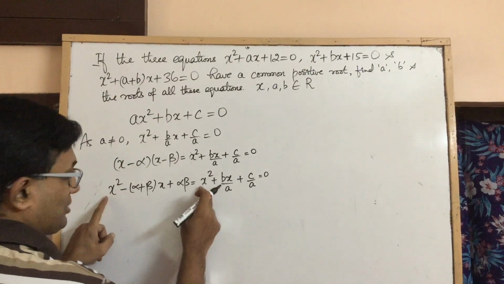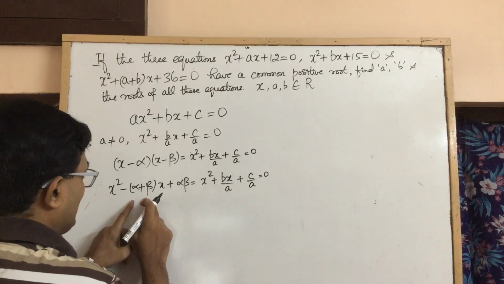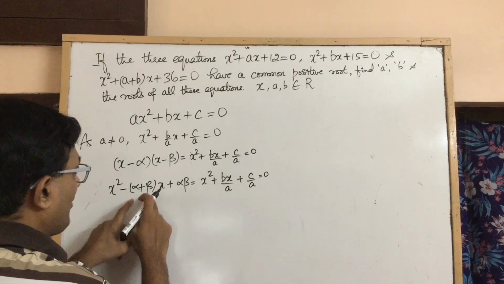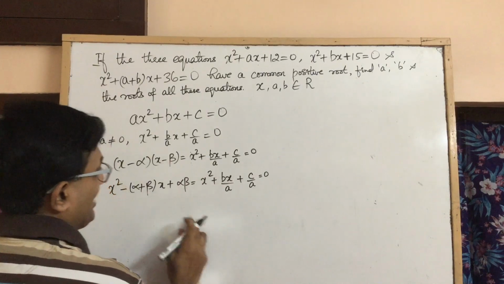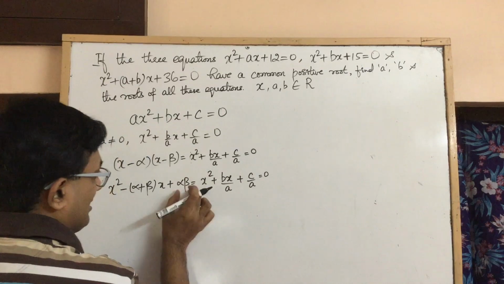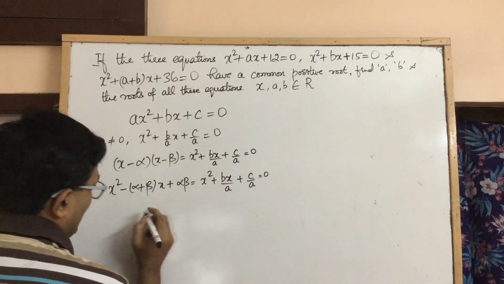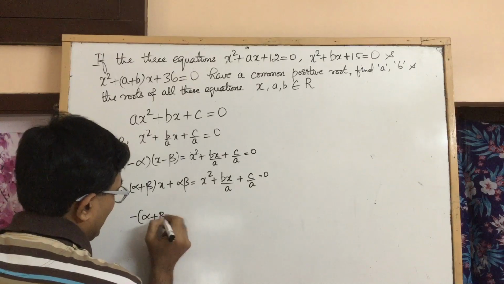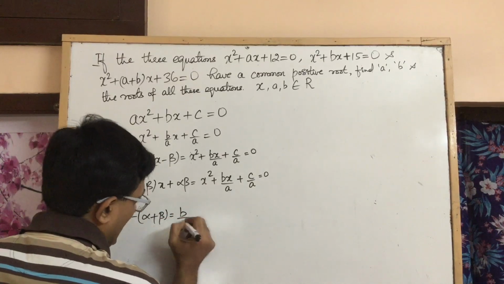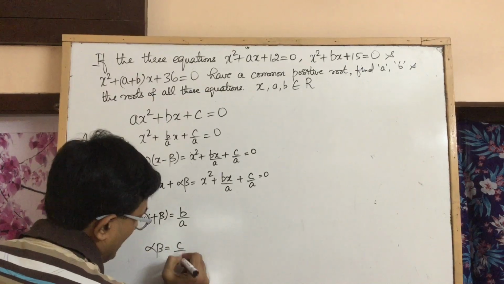The coefficient of x squared is the same on either side. The coefficient of x here is minus of (alpha plus beta), here it's b by a, and the product of the roots is c by a, the constant term. So we match this term by term. We figure that minus of (alpha plus beta) should equal b by a, and alpha beta should equal c by a.